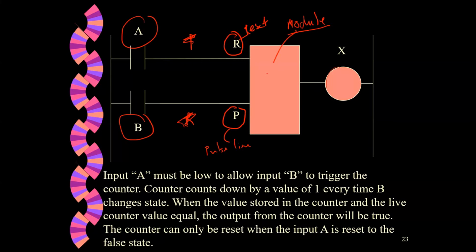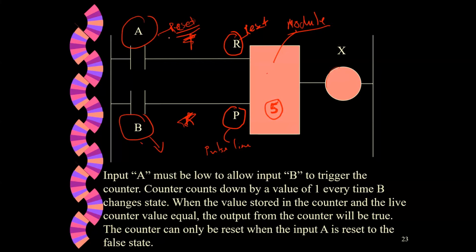In the counter during the program stage, you will store a value. Let's say I stored a value of 5, and I run the program. During the programming stage, I stored the value of 5, and then I make the PLC go to run mode. The counter has two inputs, A and B. The B is the trigger, and the A is the reset.